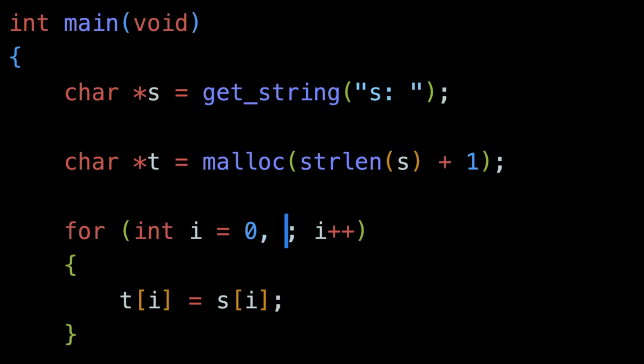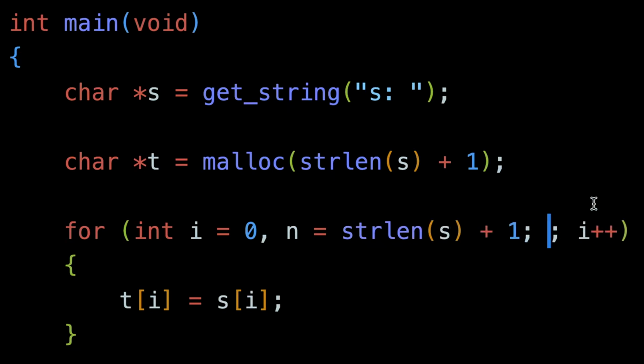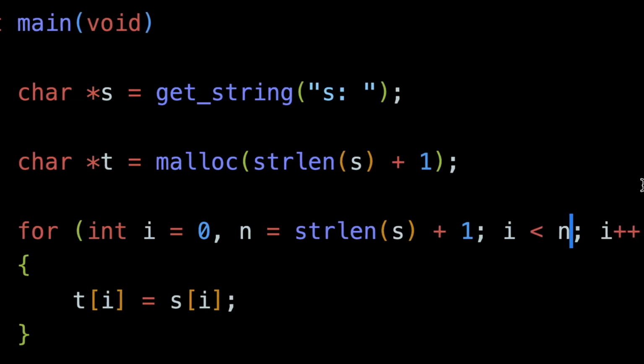And let me add a comma after i = 0, set n, or any variable, equal to the strlen of s plus 1, and then, after the semicolon, just ask the question while i is less than n. So it's almost the same, but notice now my condition in the very middle of this loop is comparing one static value. n never changes. All that changes is i. But I'm not foolishly calling strlen again and again.